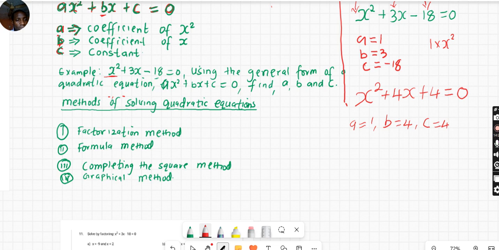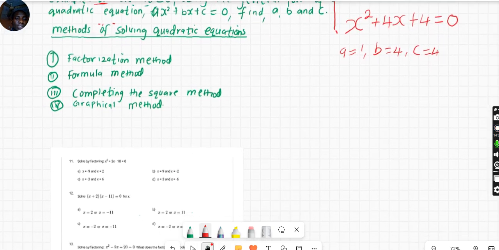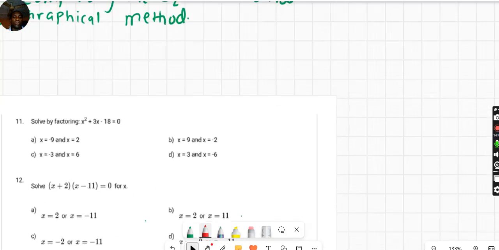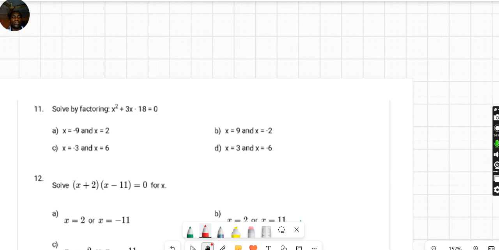For today's class, we are going to solve using only one of them, which is the first on our list, the factorization method. So I have some examples here that we can solve using the factorization method. This is a multiple choice question. I want us to solve and get the answer.